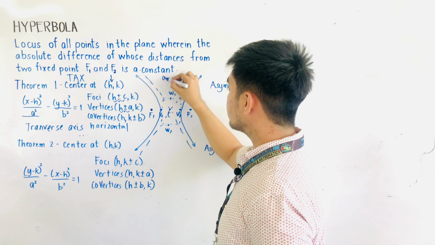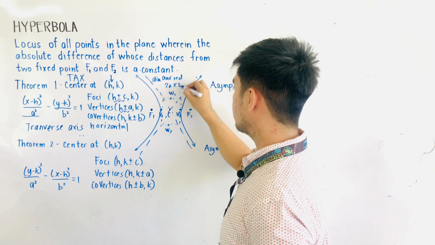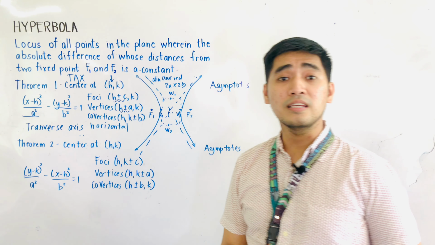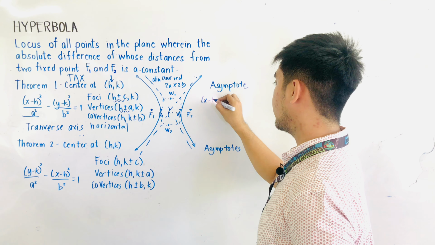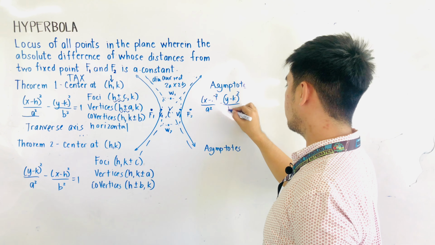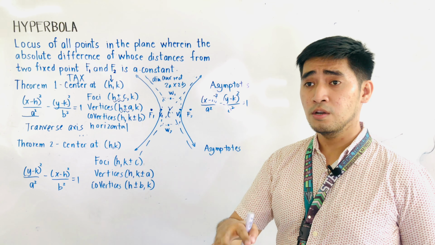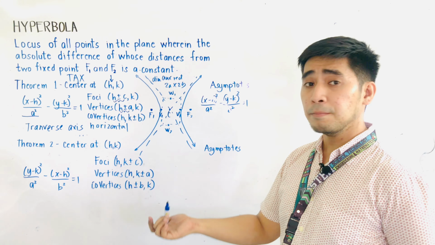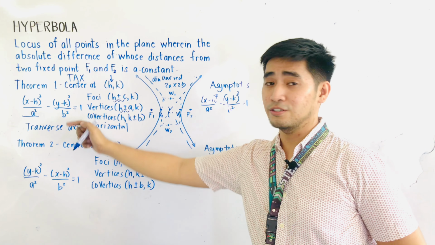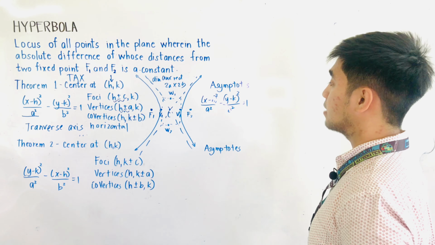Again, for the auxiliary rectangle, the dimension of the auxiliary rectangle is just 2a by 2b. Same with the next theorem. For the asymptotes, let us get again the equation: (x minus h) quantity squared over a squared minus (y minus k) quantity squared over b squared is equal to 1. I am not teaching you the formula for the asymptotes. I want you to just remember that in getting the equation of the asymptotes, you need to equate the equation to 0 and just get the variable y, and then that is now the equation of the asymptotes.